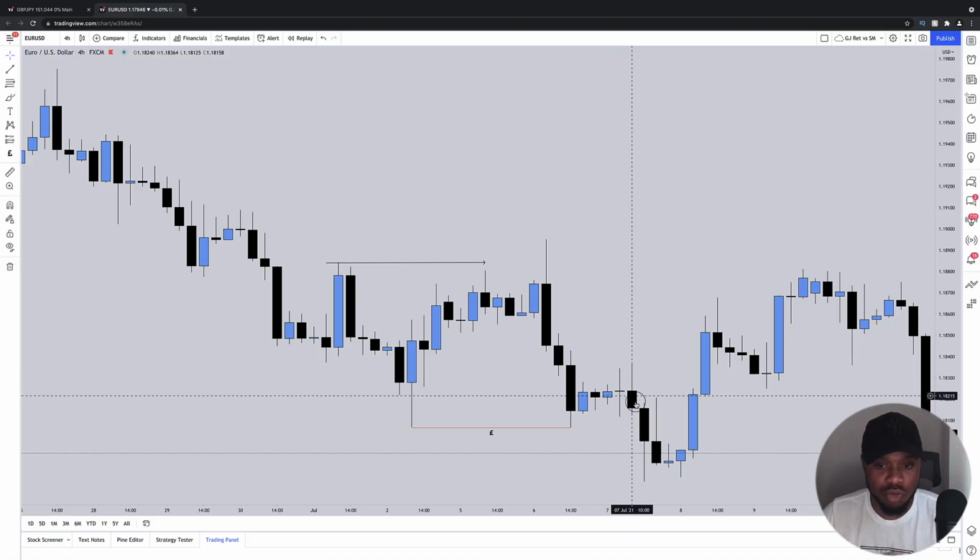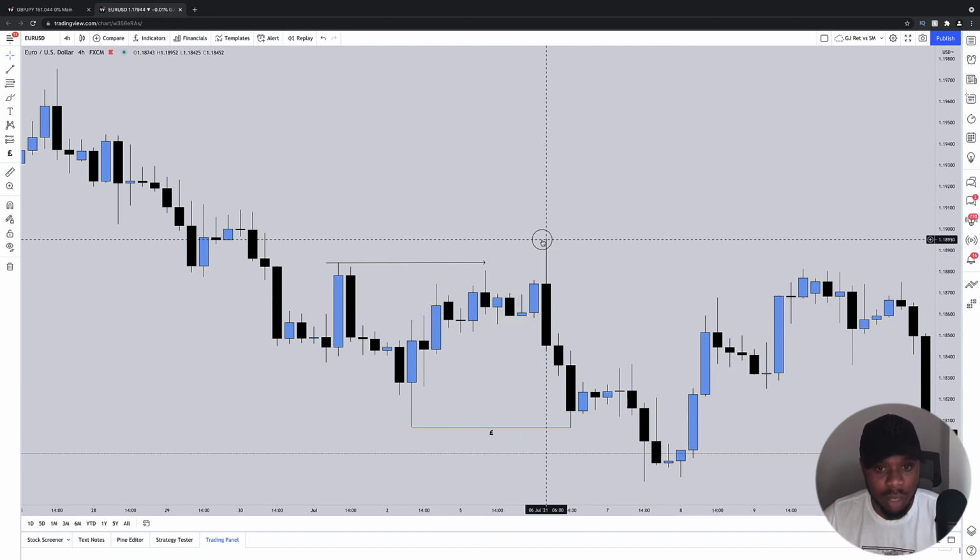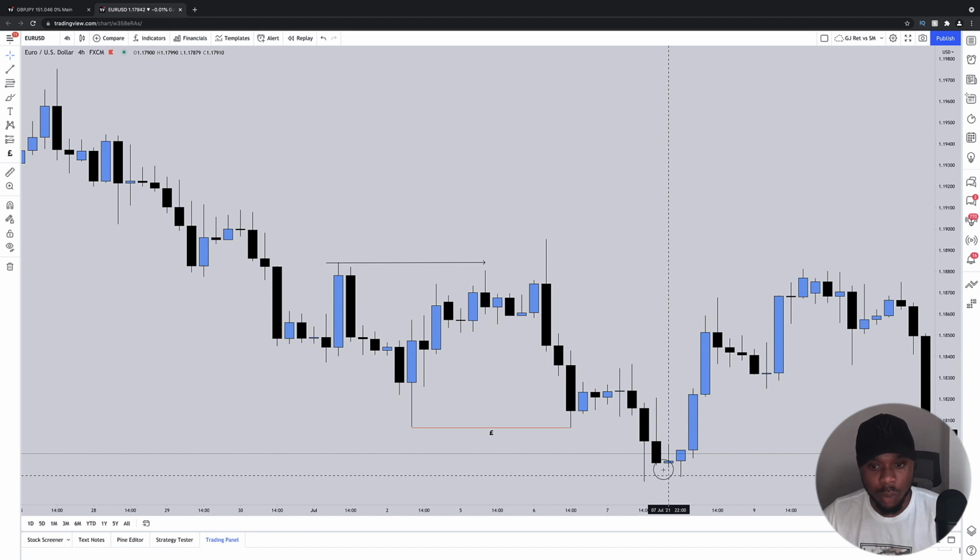Look what happens. They run them out again. Run them out first and then they move higher. So now you're getting a picture of what happens. They run liquidity and then move. There's so much in this, guys.